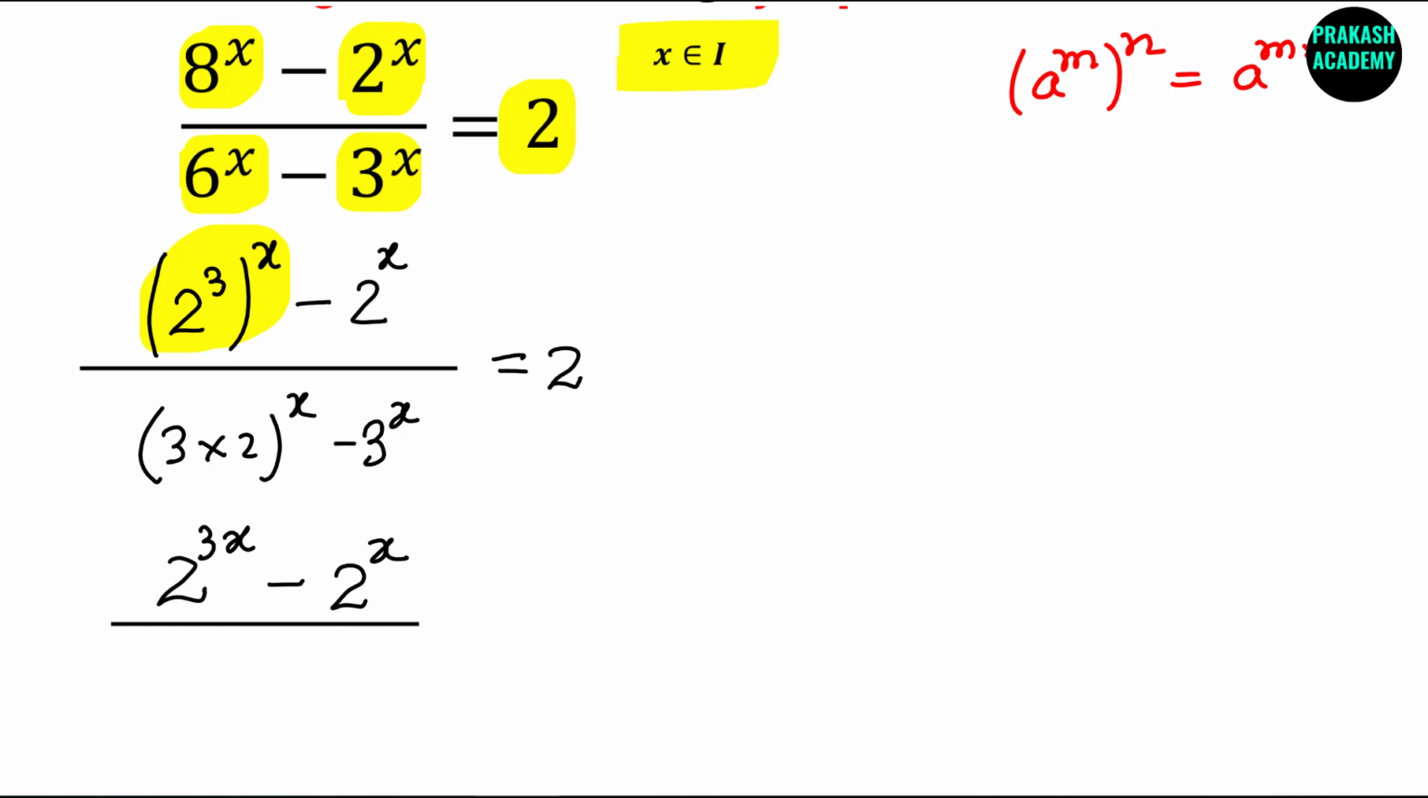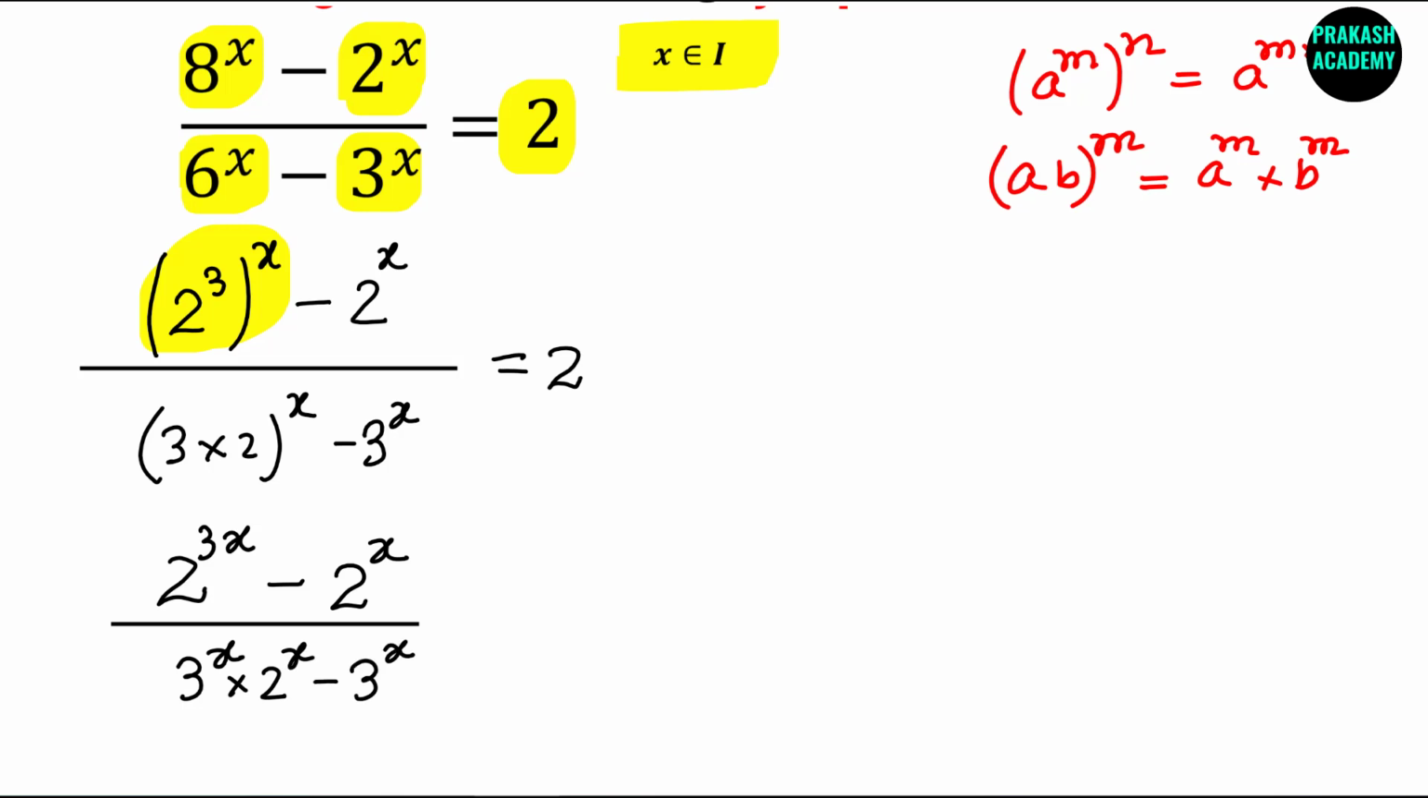and there is another rule of power: (a times b)^m is a^m multiplied by b^m. So if I use this, we will have 3^x multiplied by 2^x minus 3^x is equal to 2.